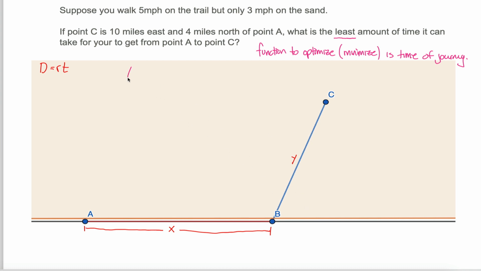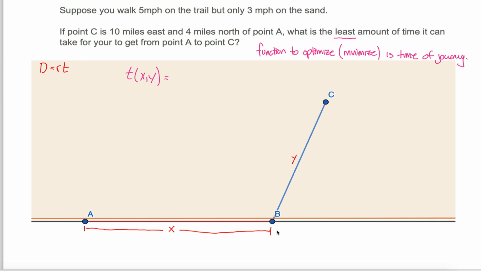I think we can come up with time as a function of both x and y, and then maybe we can use some constraints given in the problem to rewrite either x in terms of y or y in terms of x to change this from a two-variable function to a one-variable function so we can take the first derivative and figure out the critical values.